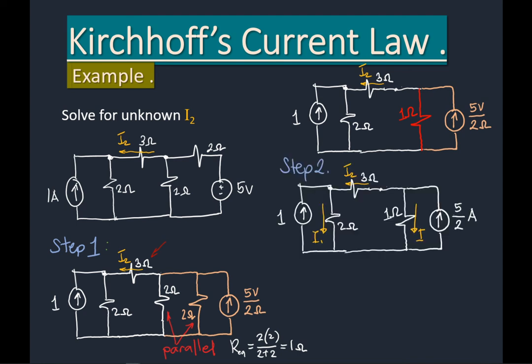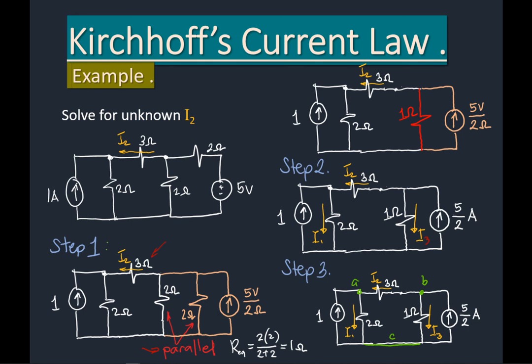Then we have step 2. So step 2, if you can remember, we assign different current. Okay, so we assign I1 in 2 ohms, and then for 1 ohm, we assign here I3. Okay. So you see, we only have 3 variables, 3 currents. Otherwise, if you don't conduct parallel, we may have 4 variables, and we need 4 equations to solve for all the variables. Okay. And for step 3, we need to assign the nodes. So we have A, B, and C.